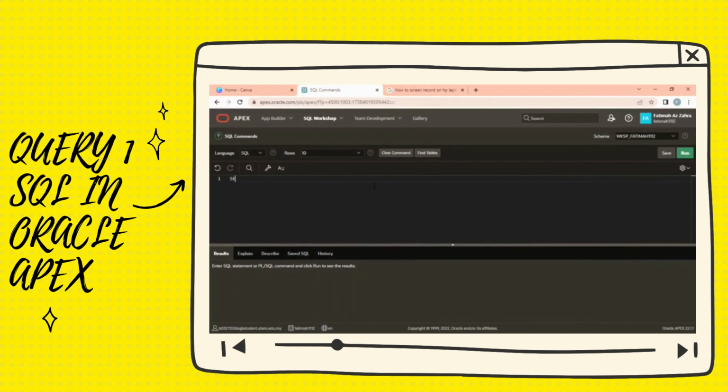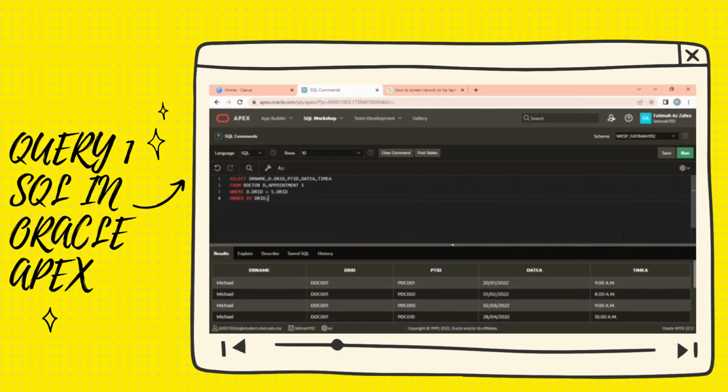In SQL, we use the select statement to retrieve the information needed, such as doctor name, doctor ID, patient ID, date and time. We use EQJoin to combine the specific columns from table doctor and appointment. We also use the order by statement to ensure the data is ordered based on doctor ID. In this way, the data will be neatly arranged.